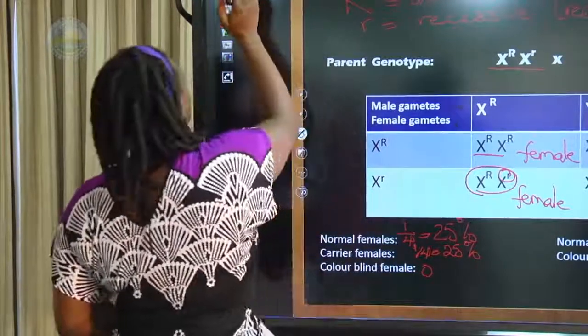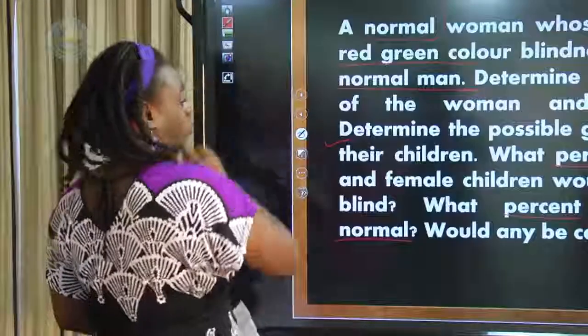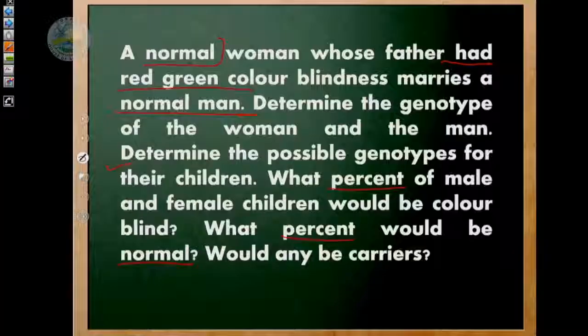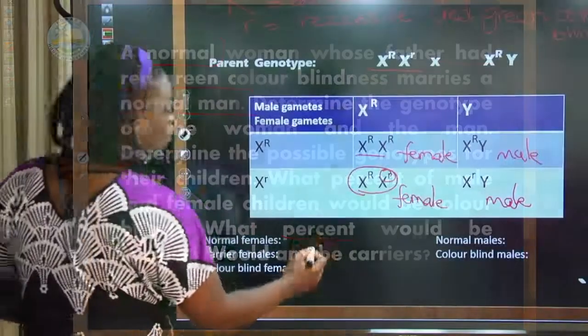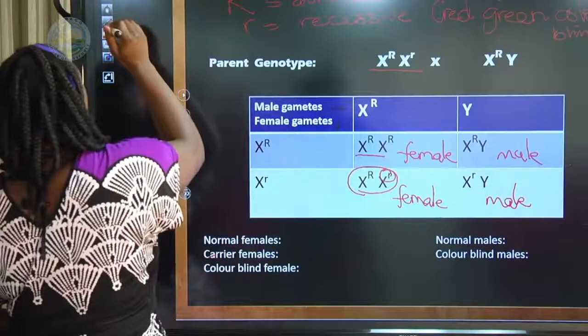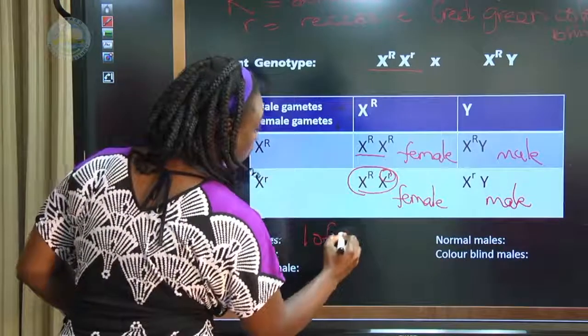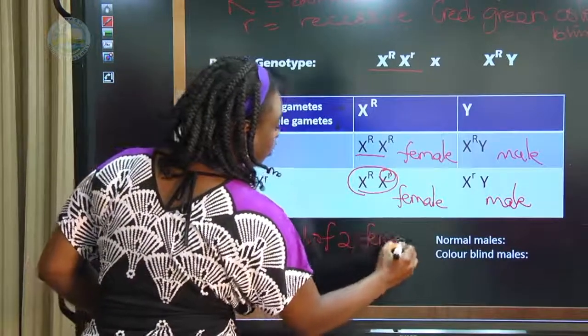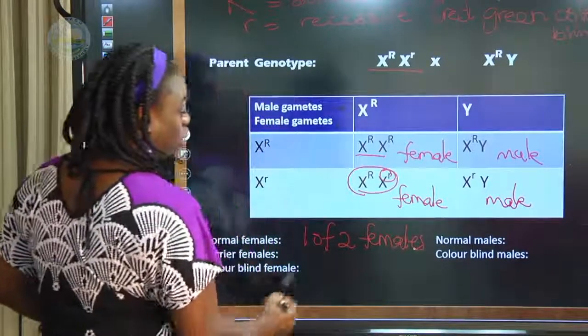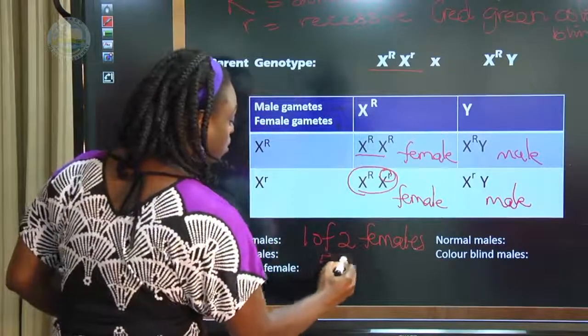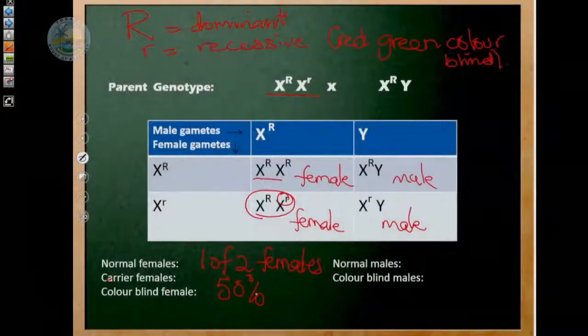And the final question asks, what percentage would be carriers? And we just answered that. So we have 2 females. 1 of the 2 females will be a carrier. So that means 50% of all the girls will carry the trait.